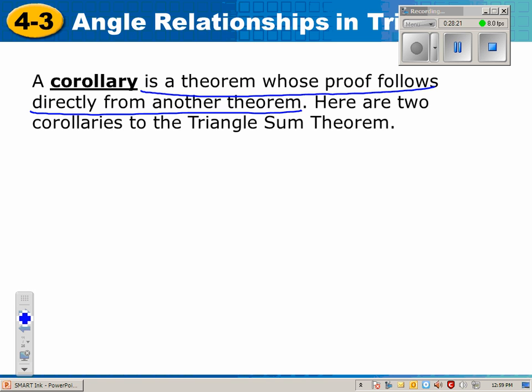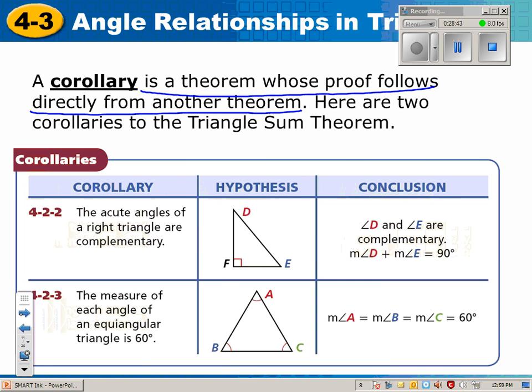So make sure you got this clear in your mind. A postulate is not proven true. It's accepted as true without proof. A theorem can be proven true, and a corollary is a theorem that just comes directly from the previous theorem. So it's something that is a quick proof from what was given earlier. And so here's two corollaries that are going to follow from the triangle sum theorem that we've been using.